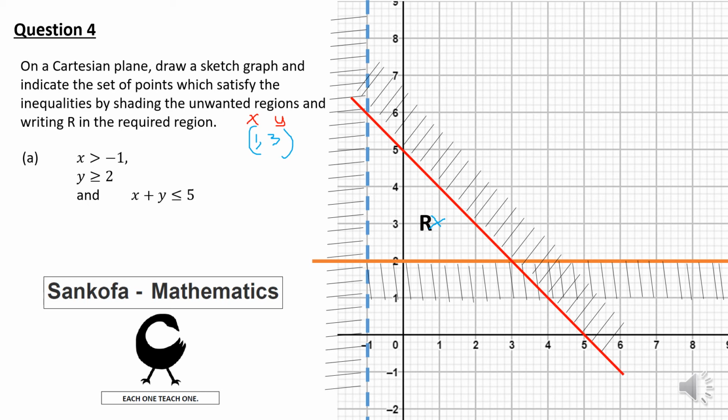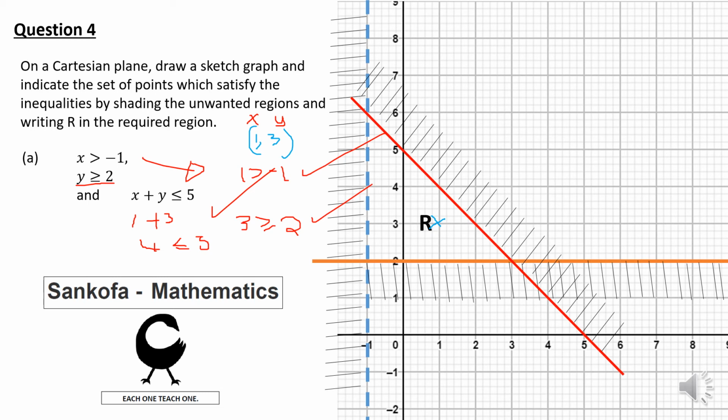So when we take the first one, if x is 1, yes, 1 is definitely greater than -1. If we take the second one, where you have y is greater than or equal to 2, 3 is greater than or equal to 2, so that works out. When we add them, 1 plus 3, we get 4, which is definitely less than 5. So it works for all three, and this here is then the required region that we are looking for.